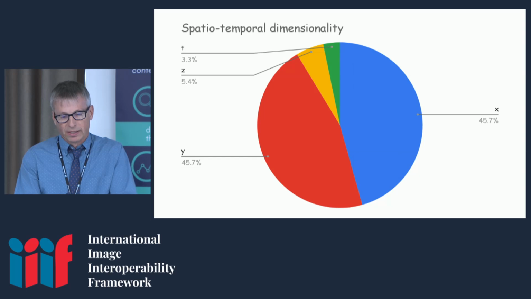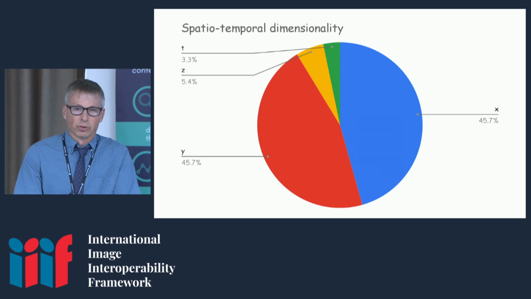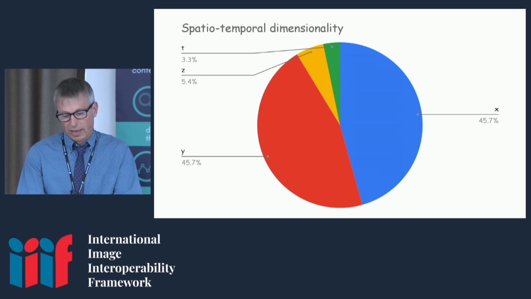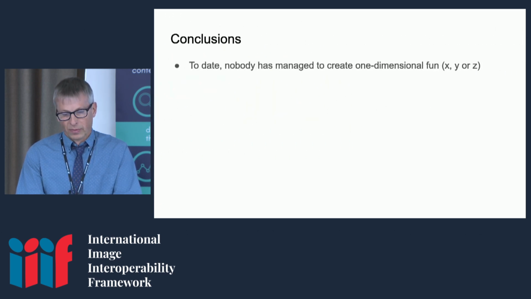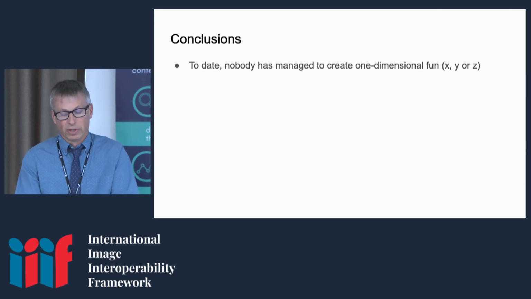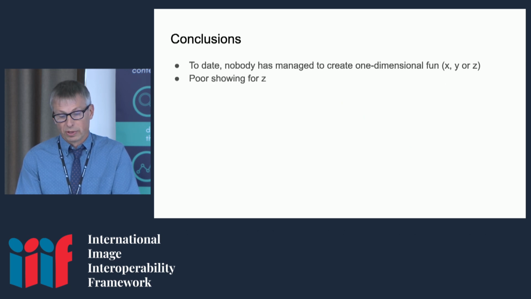The next sort of analysis we did was to check the spatio-temporal dimensionality using, of course, a right-handed model with Z up and Y forward. In this, we found that 2-dimensional things dominate the XY plane, and only a few entries for the third dimension or for the passage of time. From this, we have found, again, there are no entries with only one axis. Who will take up this challenge? There's a poor showing for Z and a poor showing for T.